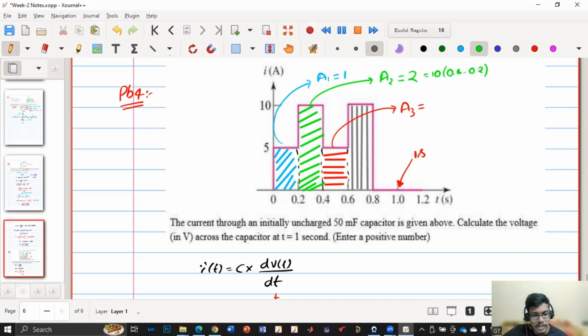And what will be my A3? A3 will be again 1, 5 into 0.2. Yes, and A4? 10 into 0.2, which is 2. Only 2, because it is not 0.8, it is the area. So the breadth is 0.8 minus 0.6 and the height is 10. So 10 into (0.8 minus 0.6). So now the total area will be 1 plus 2 plus 1 plus 2.